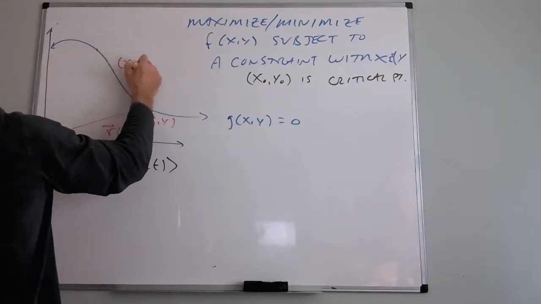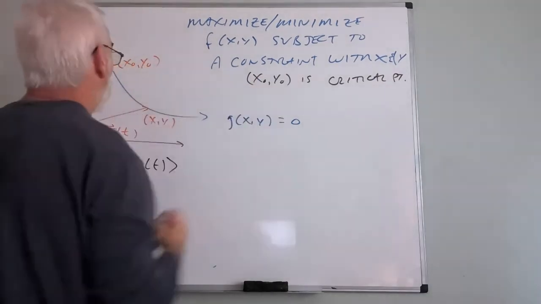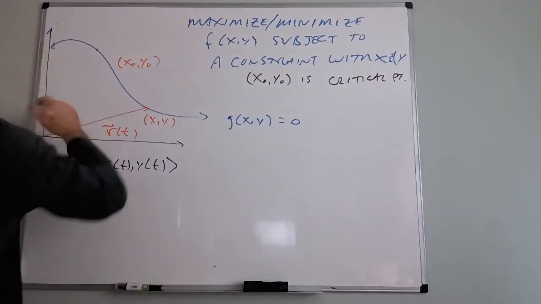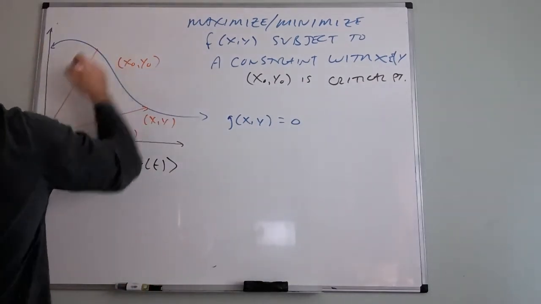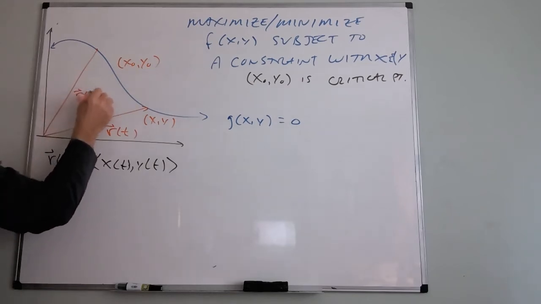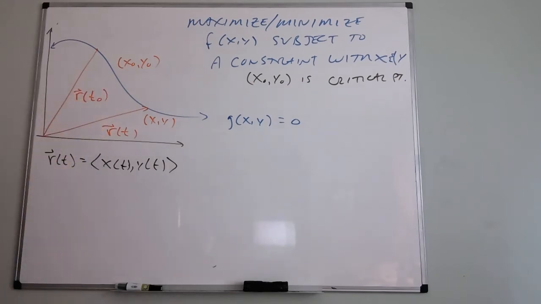That's x naught, y naught. And that's where my best kind of work is going to happen. It's going to happen at that guy right there. So this very specifically would be r of t0. Now I'm going to define that.